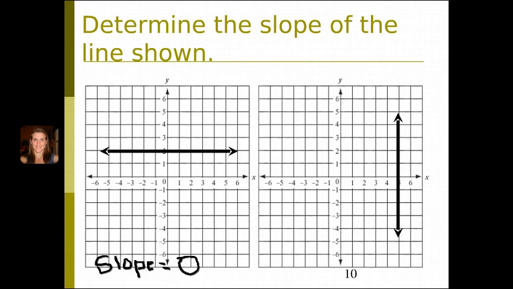The second line that we have here is a vertical line, which means that it runs up and down. A vertical line always has a slope, what is called undefined. The reason it is called undefined is because you would not be able to determine what the run of this is. The run is 0. And the division of 0 by any number would give you an answer of undefined.